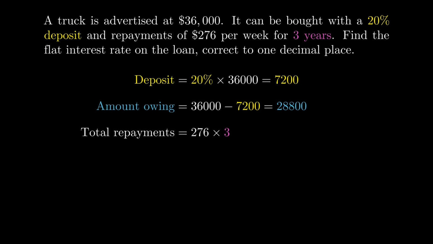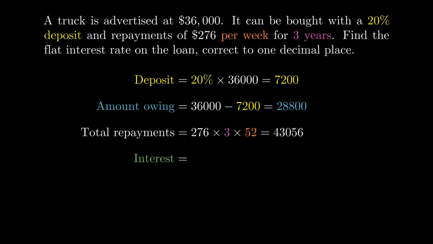But we're paying the $276 every week, not every year, so we need to multiply by 52 because that's how many weeks we have per year. And that gives us $43,056 in total. So what would be the amount of interest charged then?